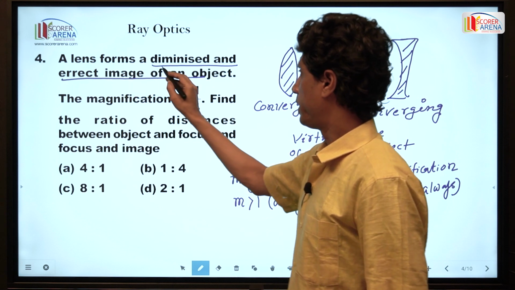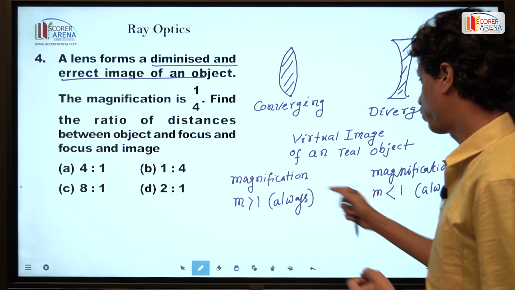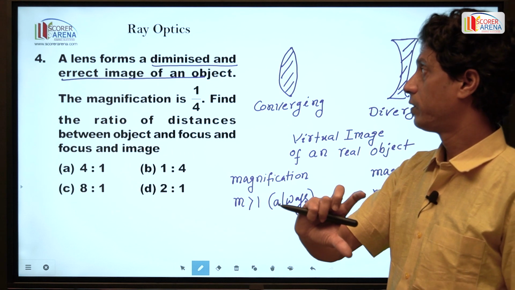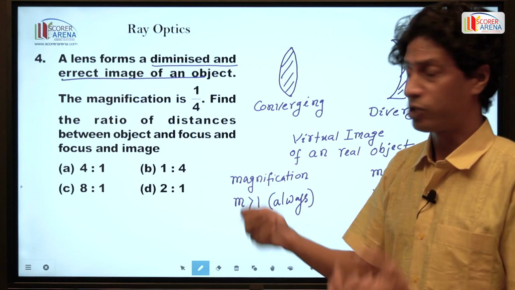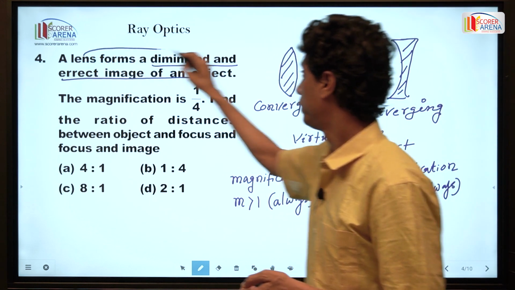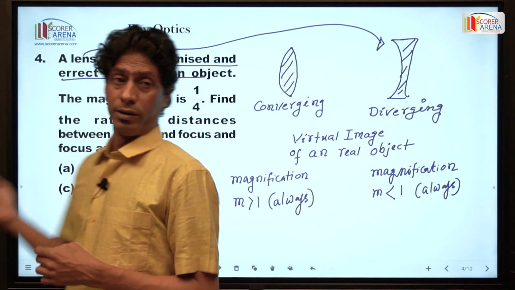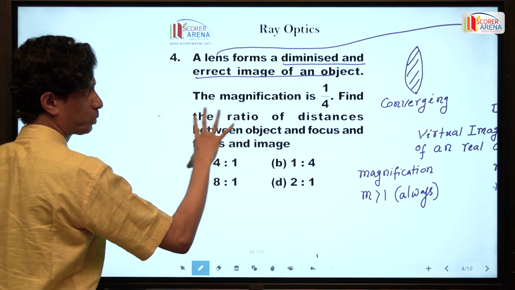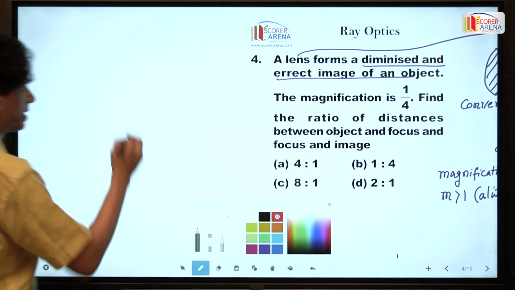Since this lens forms a diminished and erect image, and a virtual image is always erect, whereas a real image is always inverted, the image is virtual. Diminished means magnification is less than 1. So this lens is a diverging lens.